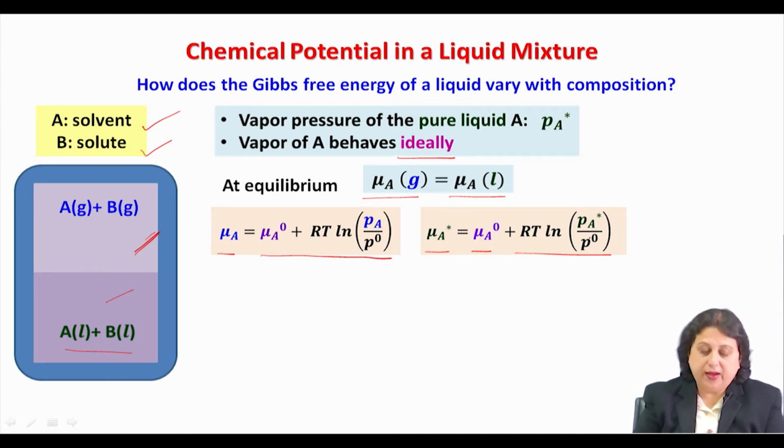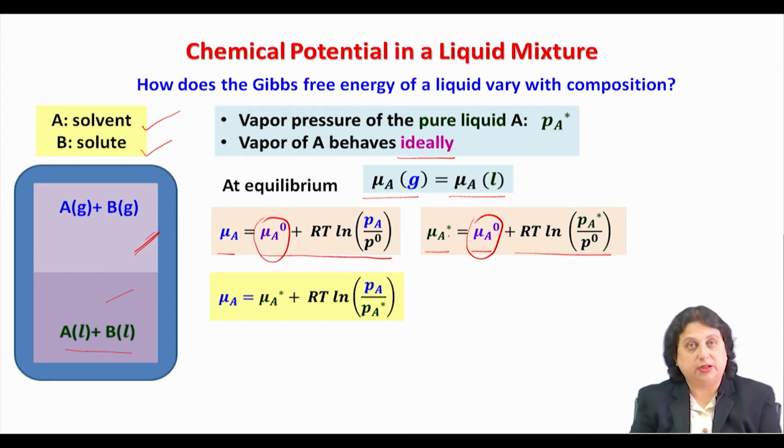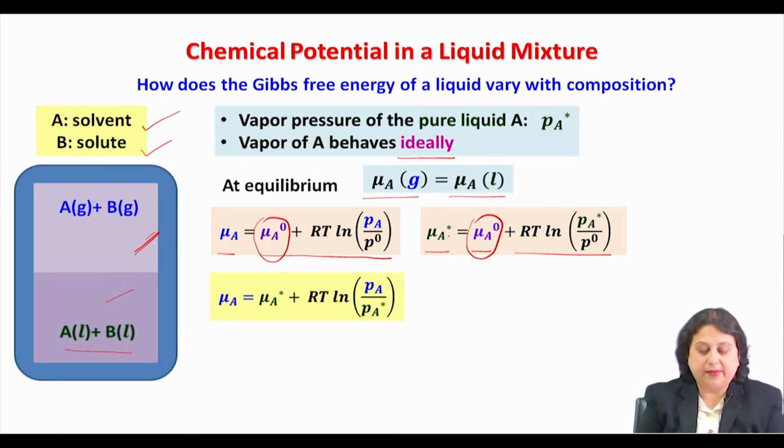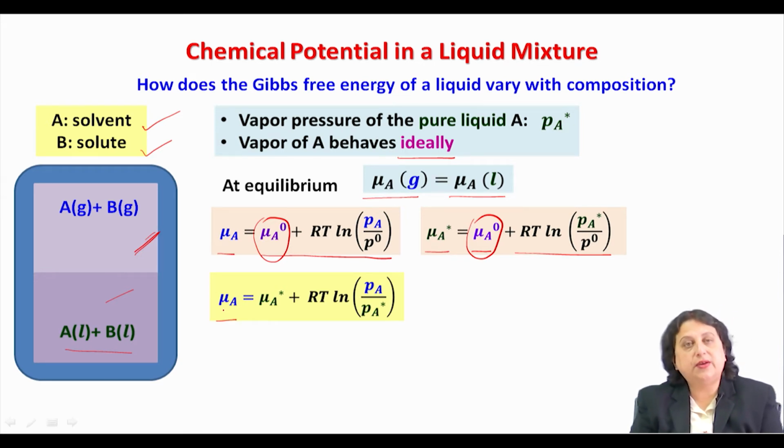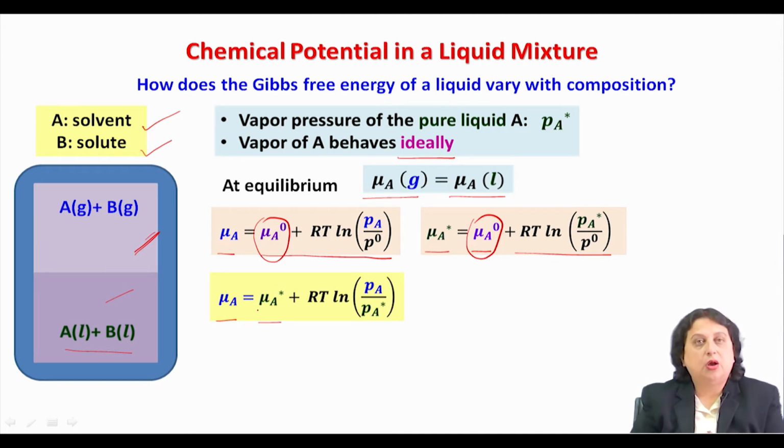Okay. Now, if I combine these two equations and I eliminate mu A naught from both the equations, then what I have is this particular expression. I have the chemical potential of the component A in the vapor phase equal to the chemical potential of the pure liquid A, mu A star, plus RT ln PA by PA star.